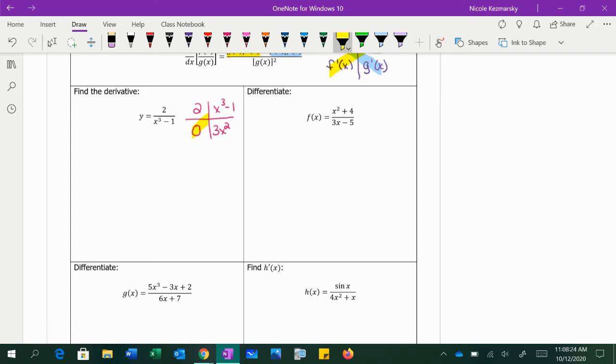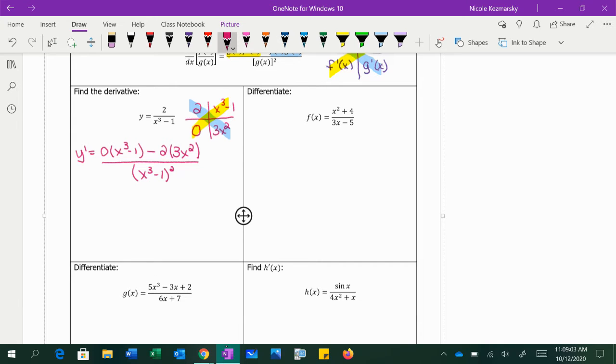So then we're going to go ahead and multiply our first diagonal. So we're going to say y prime of x, or y prime, we can write the of x if we want to, is 0 times x cubed minus 1. Then we're going to subtract the other diagonal, and we're going to do 2 times 3x squared. And that's all going to get divided by the original denominator, so the x cubed minus 1 squared.